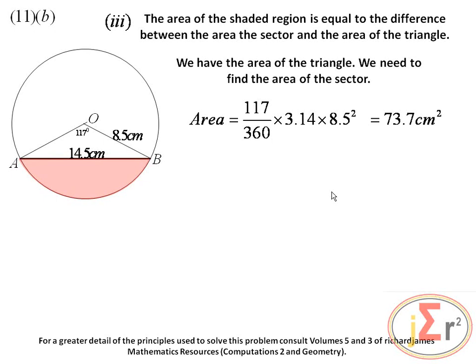73.7 centimeters squared. So we will subtract the values that we have, the 73.7 that we have just calculated, and the area of the triangle that we have calculated on the previous slide. So the area of the shaded region is 41.5 centimeters squared.